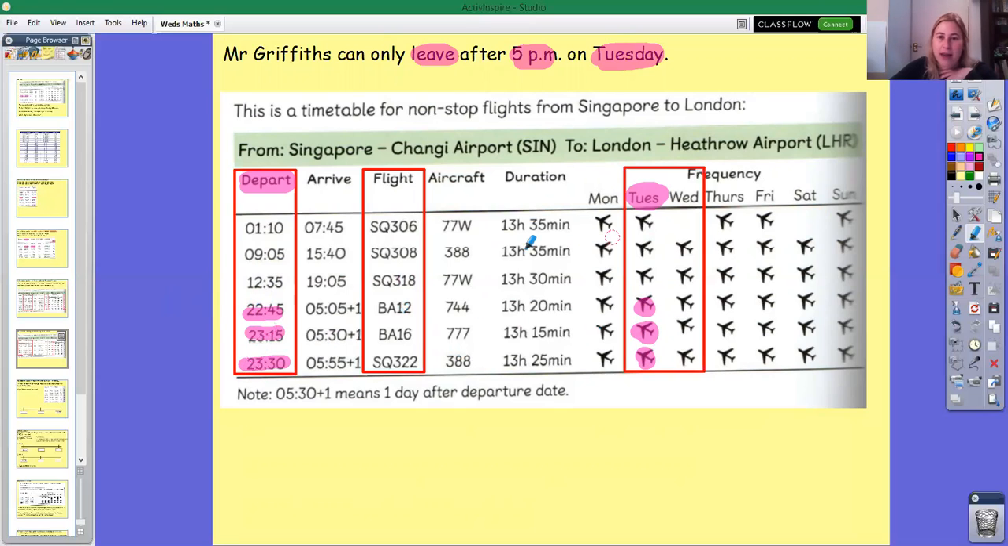Now, I wonder if he could also leave early the next morning, because he'll arrive early the next morning, won't he? He'd arrive at 5:05 in the morning, or 5:30, or 5:55. So the next flight that he could actually take could be the 1:10 that departs at 1:10 in the morning on Wednesday. He could leave Wednesday morning, but unfortunately that one is not running on a Wednesday. So he could take the 5 minutes past 9 on a Wednesday morning as well, because that one is running.